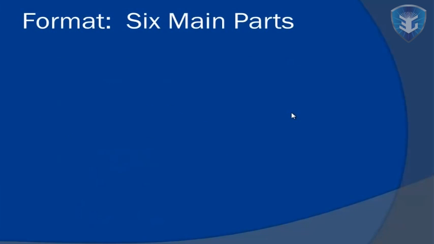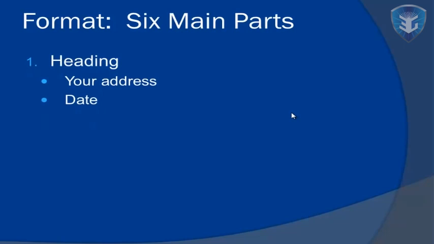There are 6 main parts to a business letter. The first part is the heading. The heading is made up of 2 things, your address and the date. Now, your address is going to go along the right-hand side of your letter, whereas the date and the remaining 6 parts will be lined up along the left side of your letter.